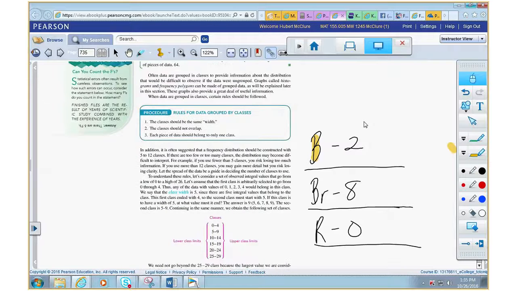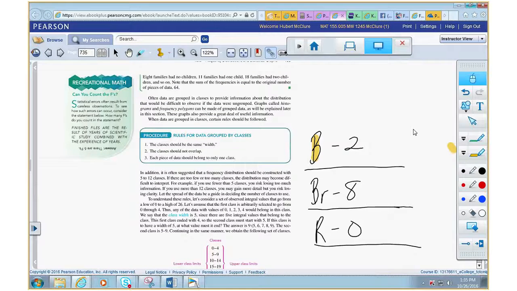All right, write down these three things. Okay, it says number one, there is a class width. Classes should have the same class width. In other words, 15 to 20. The next one needs to be the same width as 15 to 20. The classes should not overlap. If I have 15 to 20, I shouldn't have my next class being 20 to 25. It should be 21 to 25. No overlap.